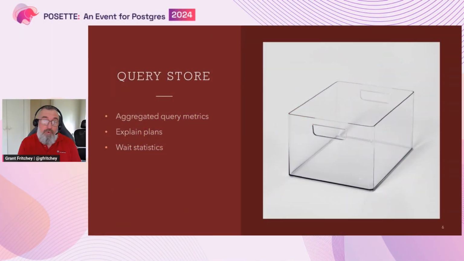So let's talk about the query store. The query store gives you three pieces of information: query statistics, wait statistics, and explain plans. Now, the query statistics gets you the standard kind of stuff you'd want to see: query duration, averages, maxes, all that fun stuff. But what they do is, yes, it is aggregated.